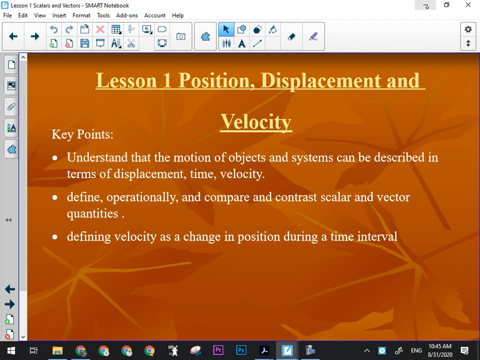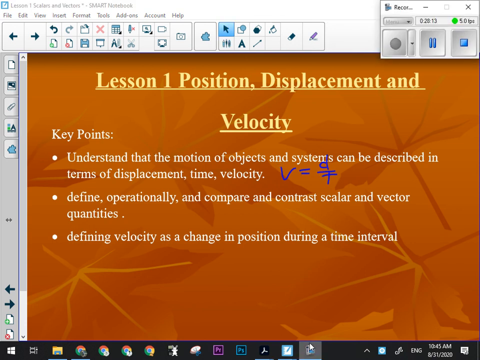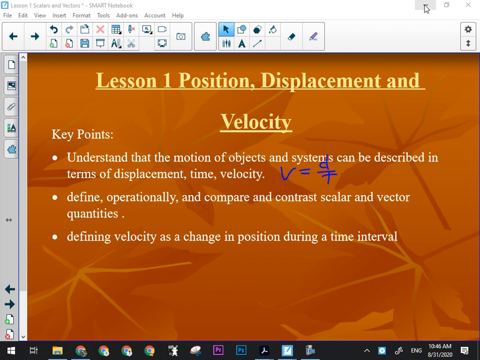The key points are there so that when you're coming back to study for a unit exam, final exam, whatever, you know what the really important stuff is in this lesson, and you don't necessarily need to read the whole thing. Saves you a little bit of time. So the key points for today: understand that the motion of objects and systems can be described in terms of displacement, time, and velocity. That is this thing that you are probably familiar with. V equals D over T.